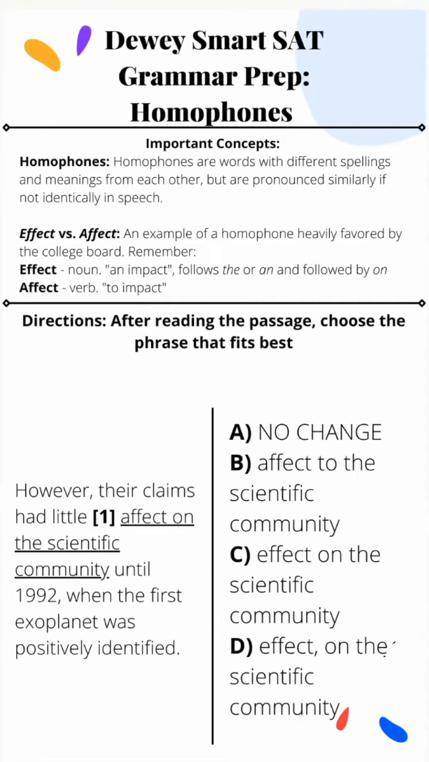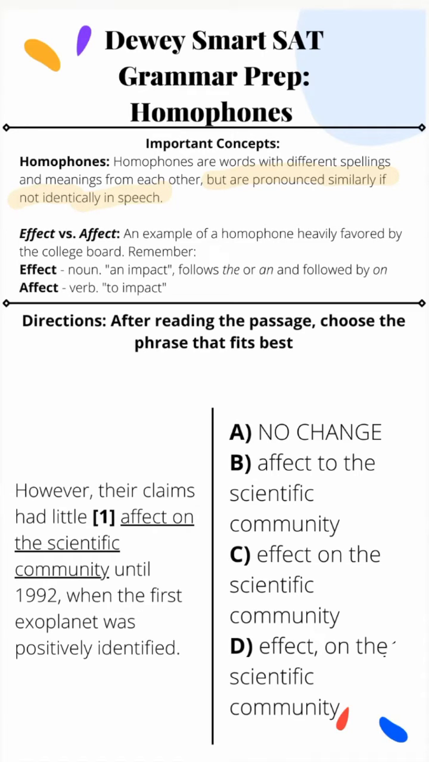Today we're going to be talking about homophones, and I'm going to take a couple of videos to explain homophones more fully because there are a few particular examples that are important for you to know, and I'd like for those to have videos of their own, but also they're just a little bit tricky. So, what are homophones in general? Homophones are words with different meanings from each other, but are pronounced similarly, if not identically, in speech.